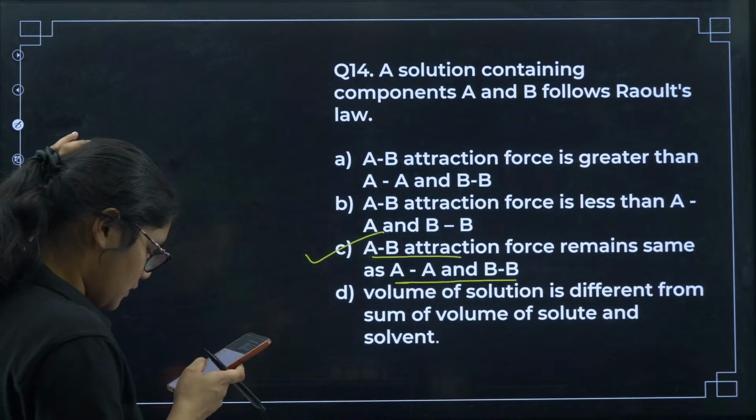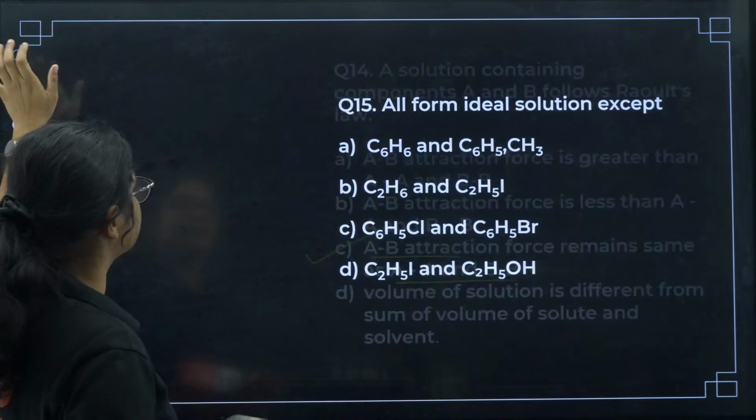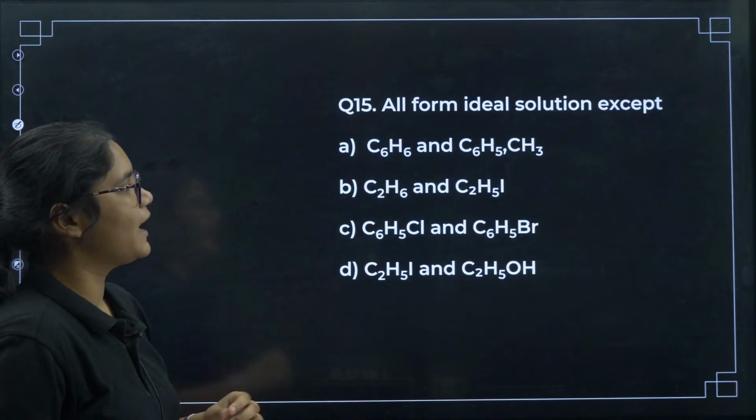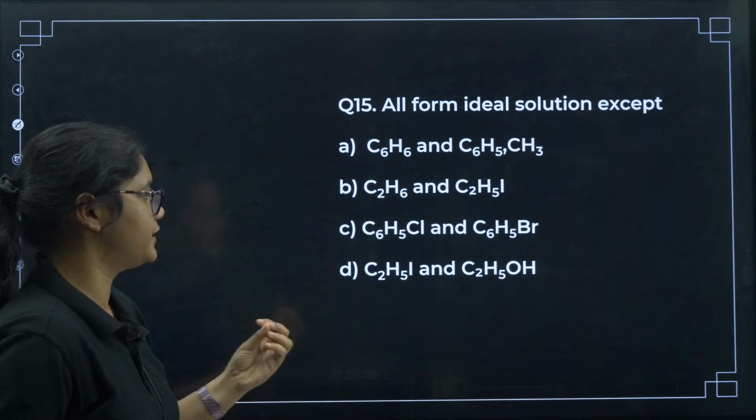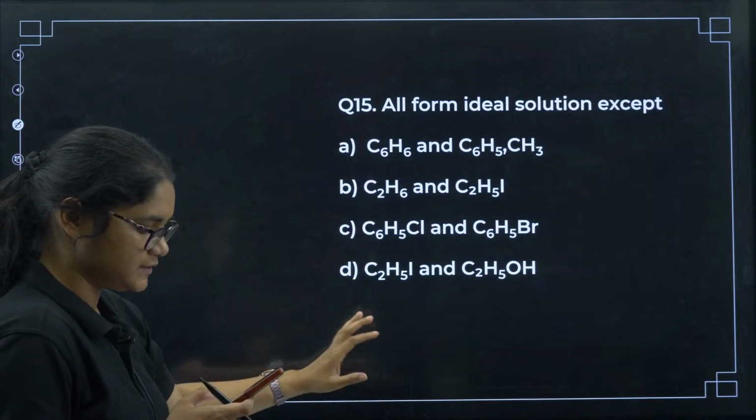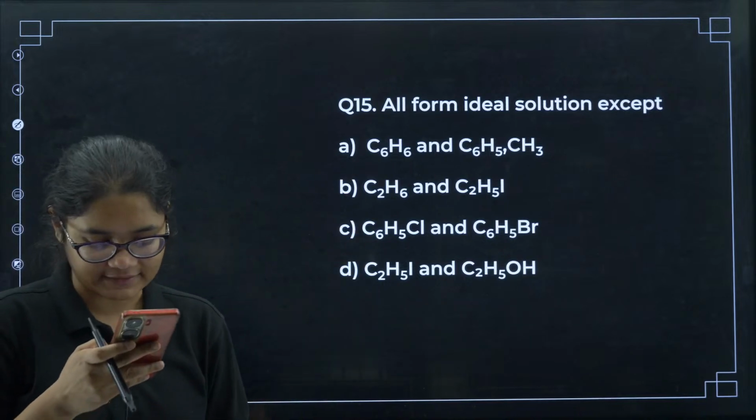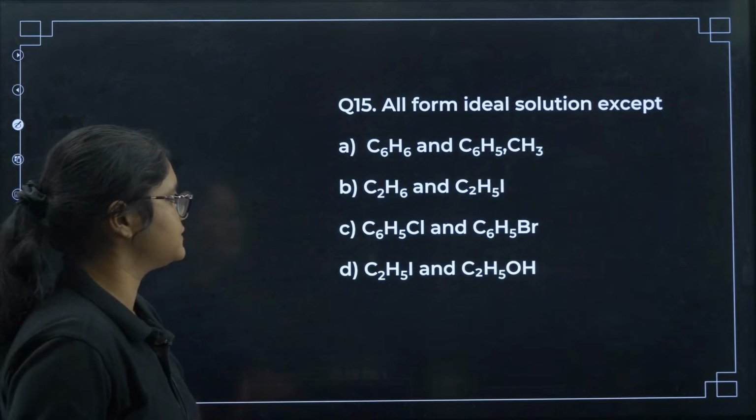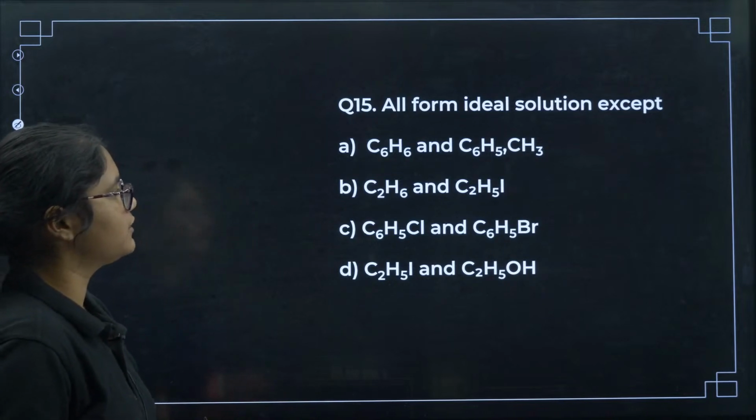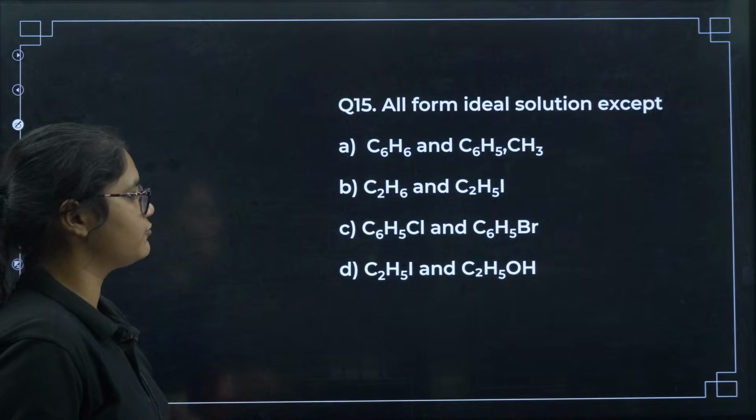Now coming to question number 15. All will form ideal solution except. So which of the solutions here will not be an example of ideal solutions? Very easy and direct question. All of you should be able to answer this one. Ideal solution will not be formed by which one?